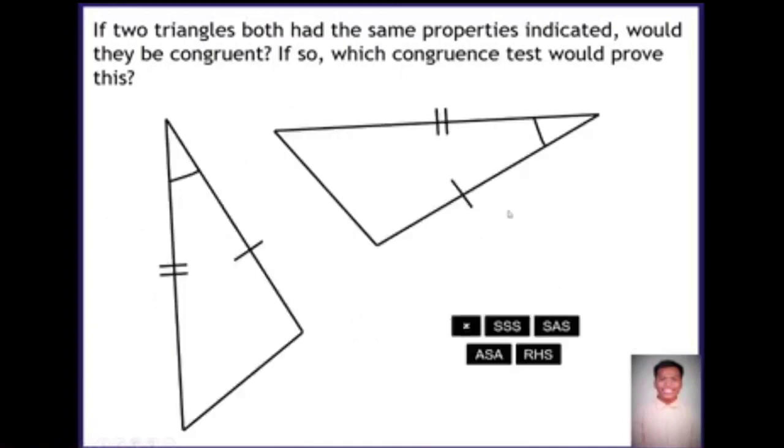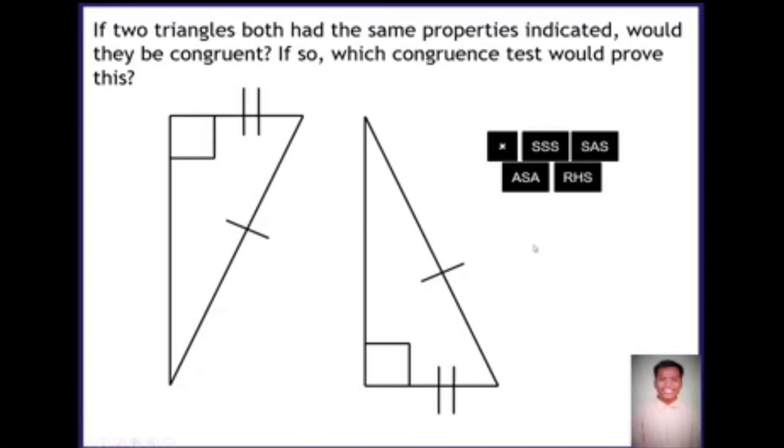Alright, so how about this? If two triangles both had the same properties indicated, would they be congruent? If so, which congruence test would prove this? You are given two sides and an included angle. So we can use the SAS. Very good. So you can use the SAS, the side-angle-side.